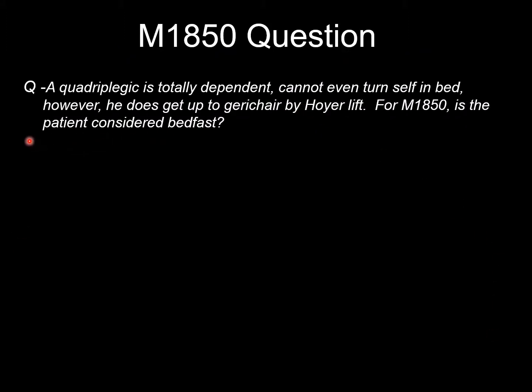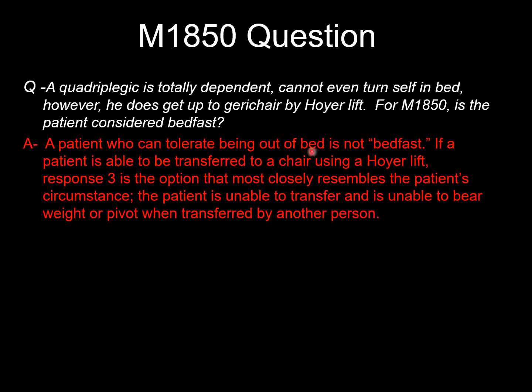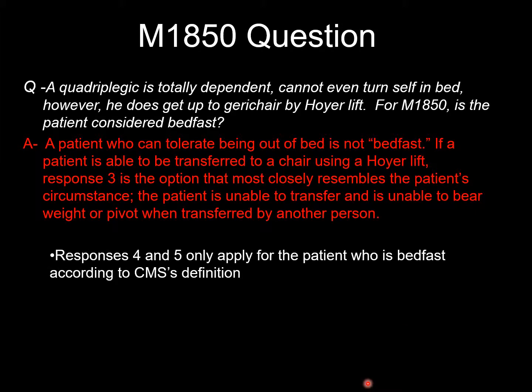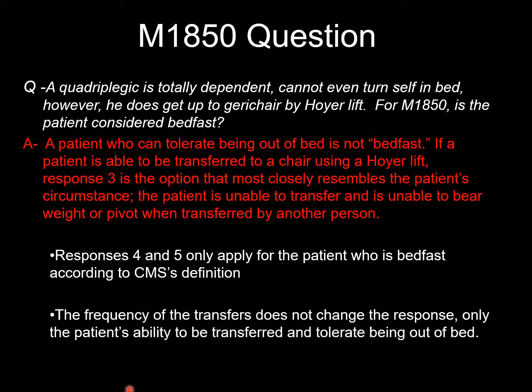Let's look at a question here. If a quadriplegic is totally dependent and can't even turn in bed, but they can get up to a Geri chair, are they considered bed fast? What do you think? The answer is no. They can sit up in a chair using a Hoyer lift, though the best answer would be 3, total assistance. 4 or 5 only applies for a patient who is bed fast, according to Medicare's definition. The frequency of how the person transfers doesn't change the response, only the patient's ability to be transferred and tolerate being out of bed.